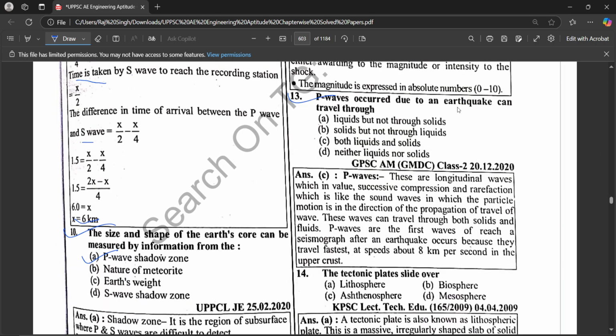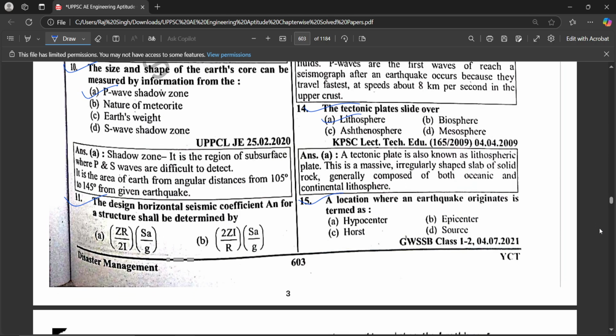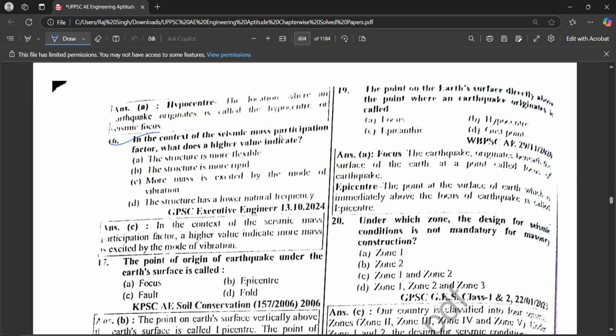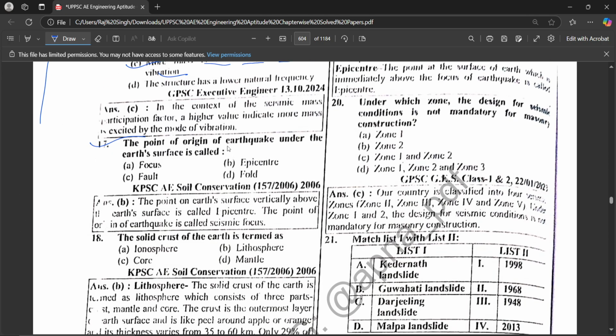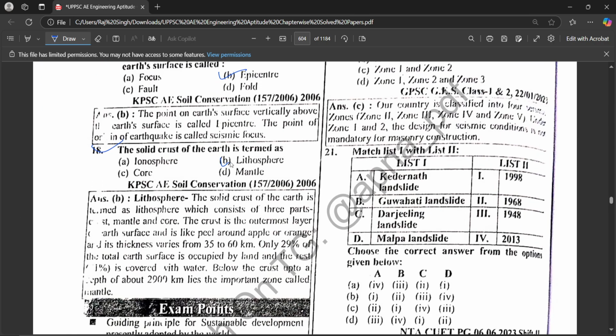P wave occurred due to earthquake can travel through both liquid and solid. Tectonic plates slide over, which is the lithosphere. A location where the earthquake originates is termed as hypocenter. In the context of the seismic mass participation factor, what does the higher value indicate? Which is more mass is excited by the mode of vibration. नेक्स्ट क्वेश्चन देखते हैं. The point of origin of earthquake under the earth's surface is called, which is called epicenter. The solid crust of the earth is termed as, which is a lithosphere.